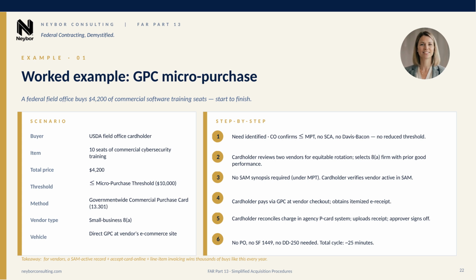The takeaway, in italics at the bottom, is the punchline for vendors. A SAM active record, a website that takes cards online, and line item invoicing will win you thousands of buys like this every year.